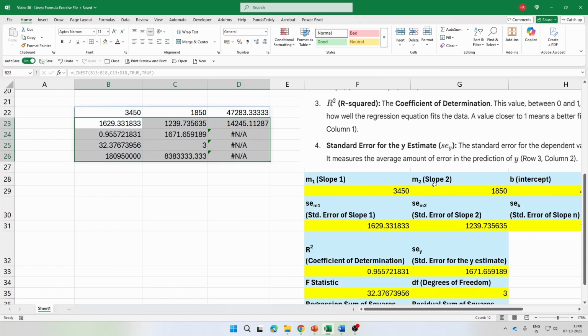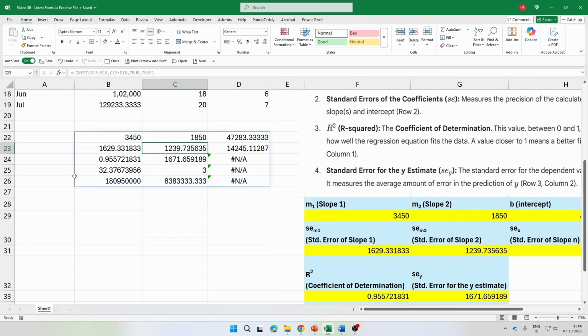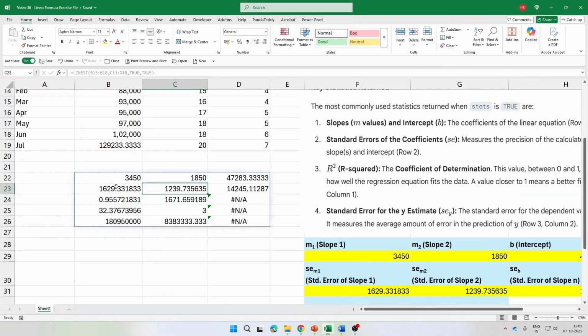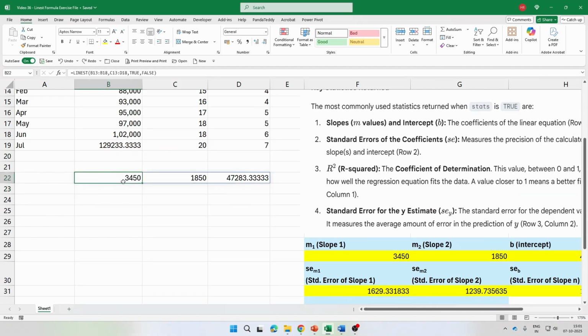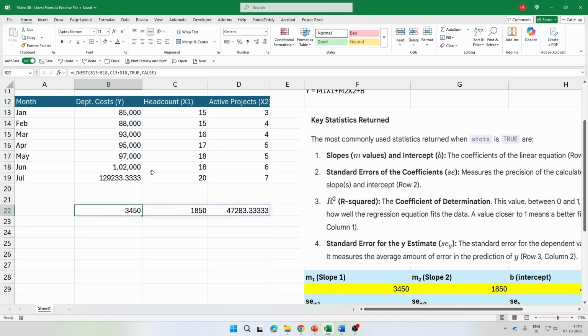So for m1, m2, we got these values, and here you can see this 1629 is nothing but the standard error for slope 1, and the 1239 is the standard error of slope 2. I'm not going to get into the statistical part, but that's what it gives. So what I want you to keep in mind is when you write the LINEST formula, don't expect one output. It's going to be 3 outputs, or more, depending on the number of x in your equation. And that's how you should use the LINEST formula.